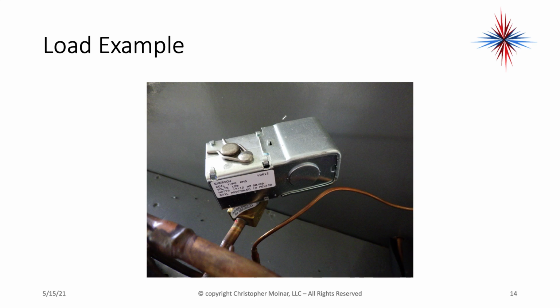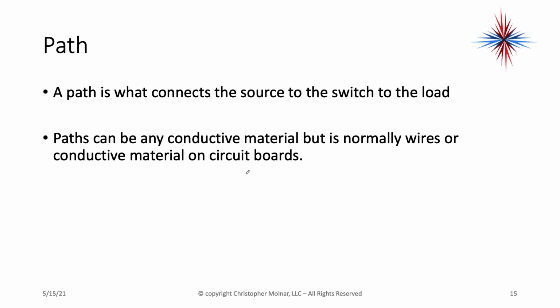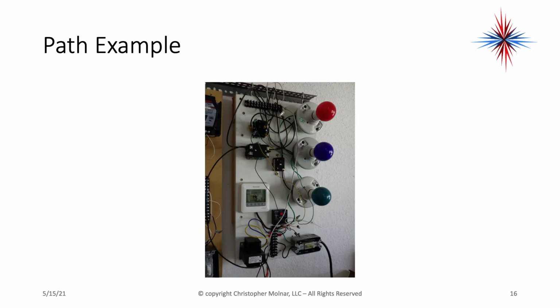This is a load example of a coil. I'm taking electric power and I'm creating a magnetic field, which in turn creates movement. We'll talk much more about coils. A path is what connects the source to the switch to the load. Paths can be any conductive material, but it's normally wires or conductive material on circuit boards. This just has a lot of paths on it. All this wire that connects my source, my switches, and my loads are all paths.